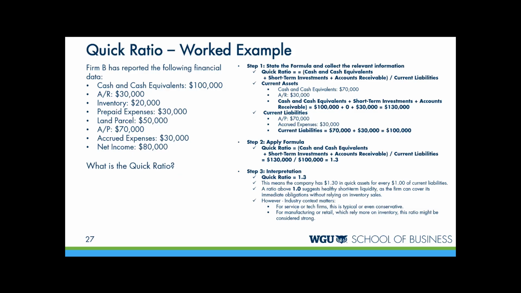And so, as we stated, even though this looks like a good value, we have to take the industry context into consideration. If we have a service or tech firm, this is typical, but if we have a manufacturing company, this is going to be considered really strong because we know this is taking out the impact of inventory. Any questions on the quick ratio?